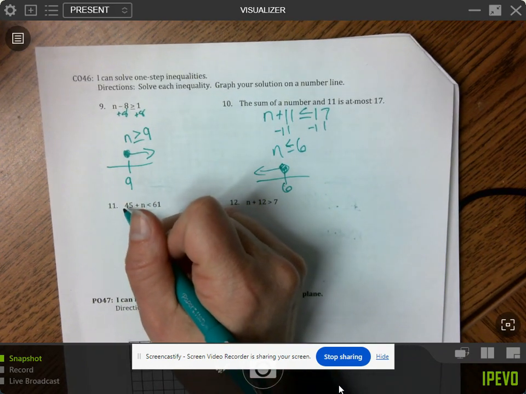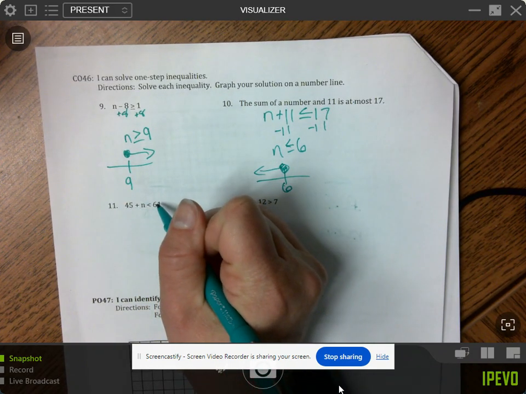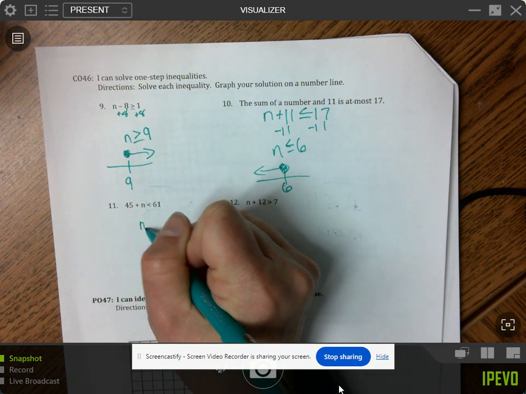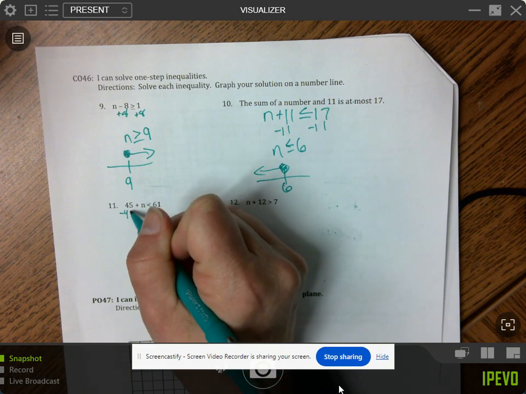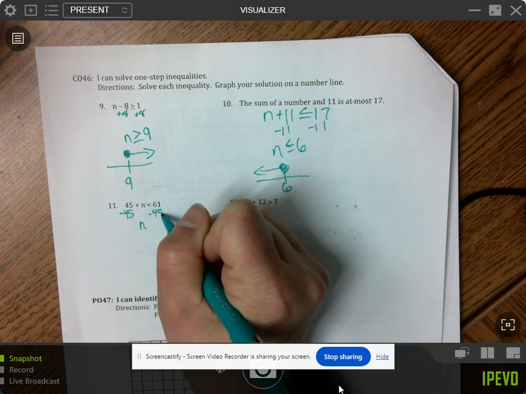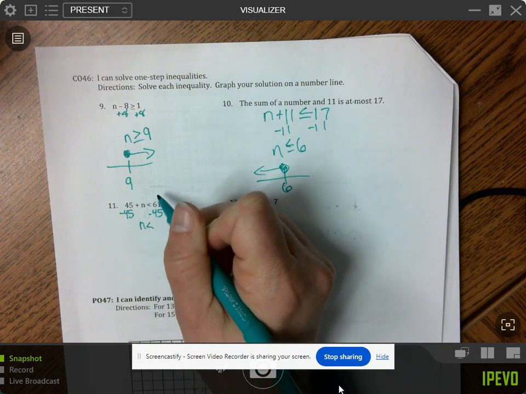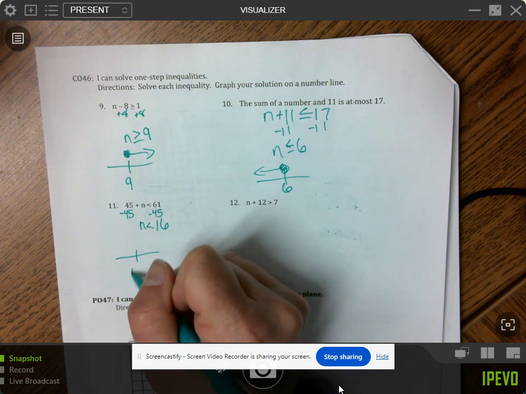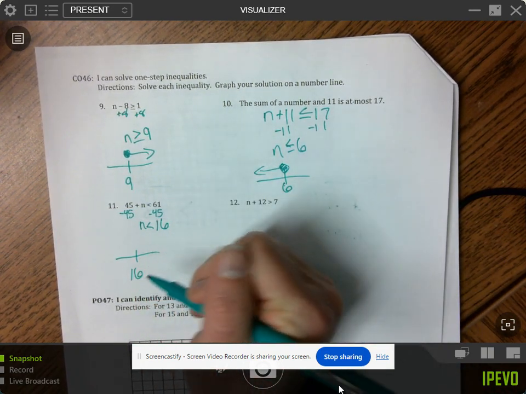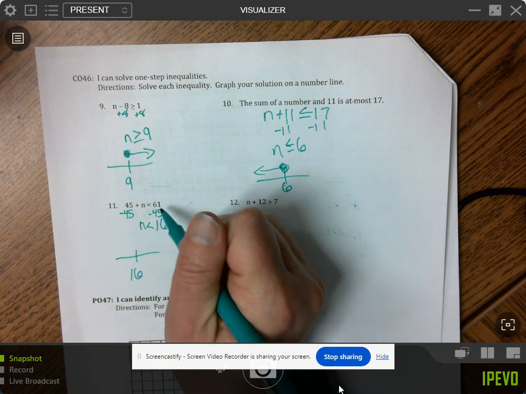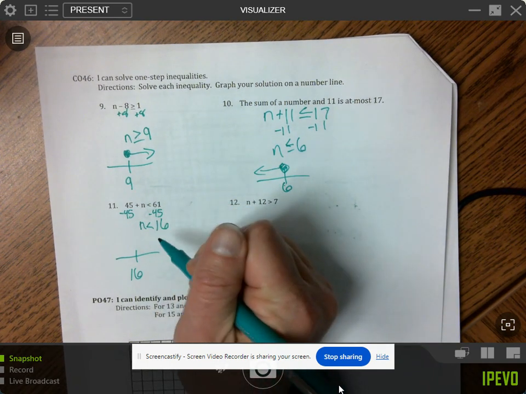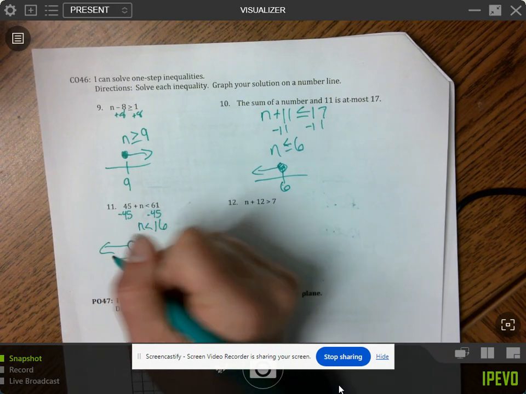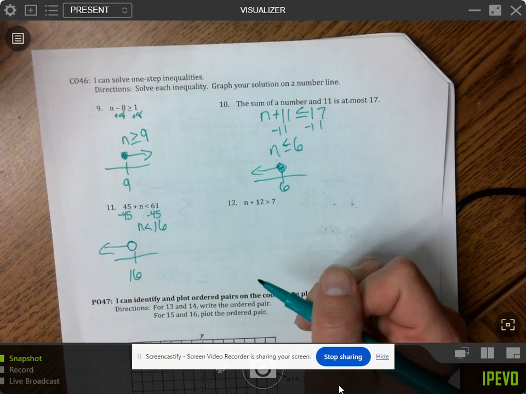Now I have a positive 45 plus n is less than 61. Well, I want to get rid of that 45 so I'm left with just n. So I want to subtract that 45 from both sides. So n is less than 61 minus 45, which is 16. I had a lot of people putting 61 on there. I don't know if we just got confused because we had the 61 up here, but you had to subtract 45 from it. It is not equal to, so it just is an open circle.